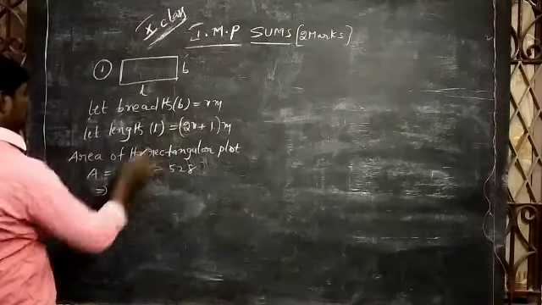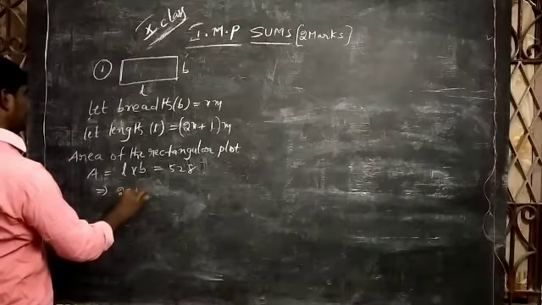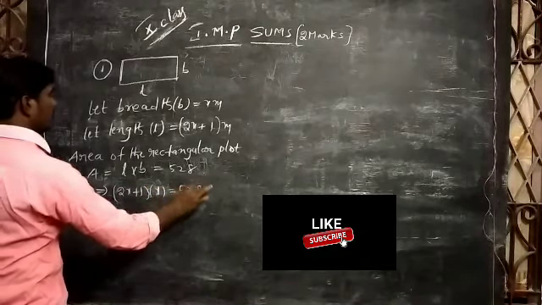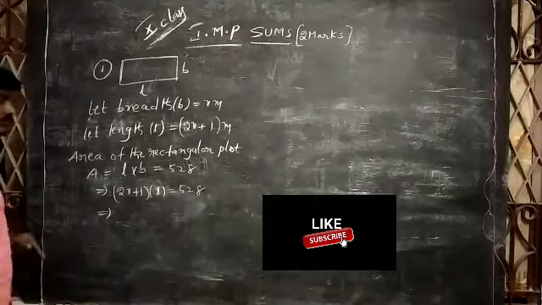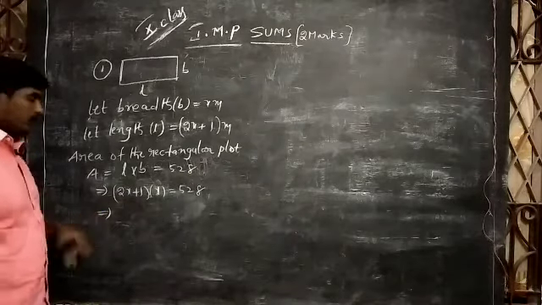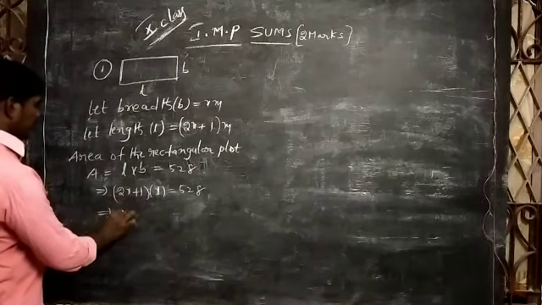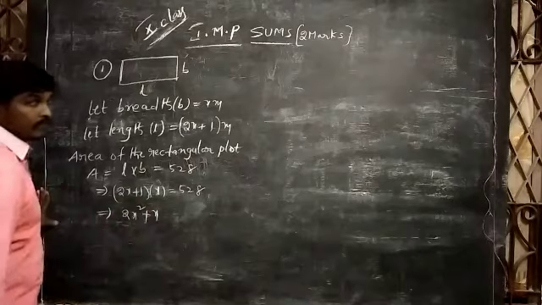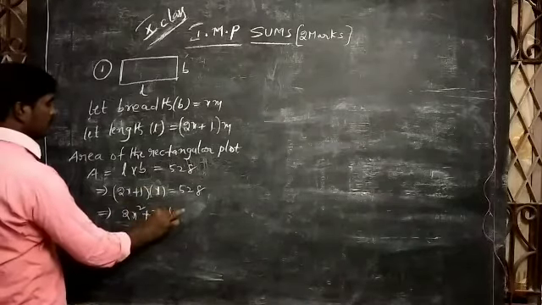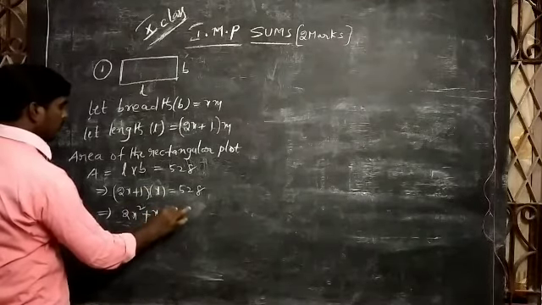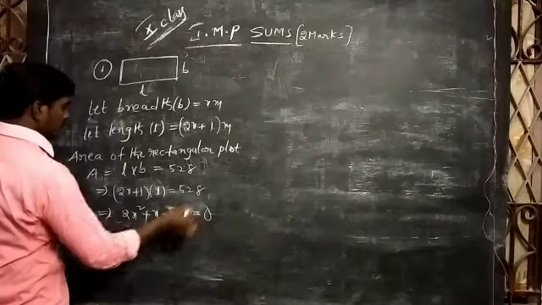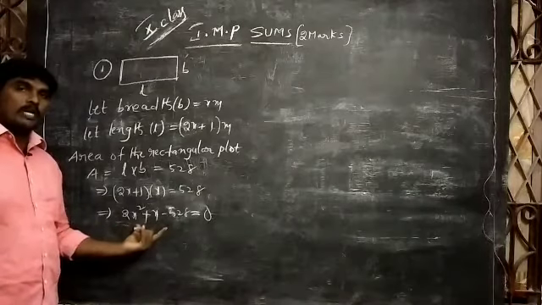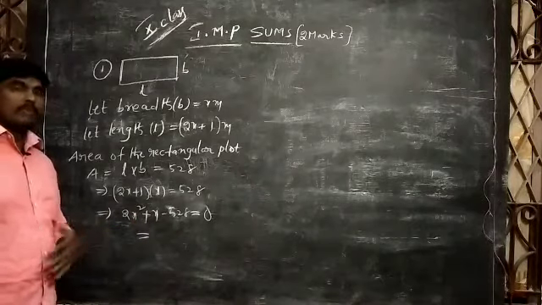Length is 2x plus 1, into breadth x, is equal to 528. The left hand side we have to simplify. x into 2x is 2x square, plus 1 into x is x, and 528 on the right becomes minus 528, equal to 0. Okay students, up to making the quadratic equation is what they are asking, so that is completed.